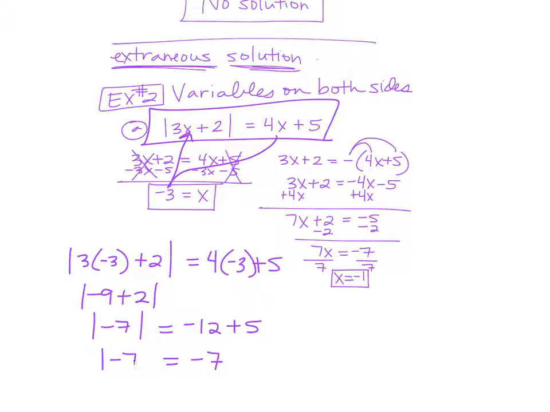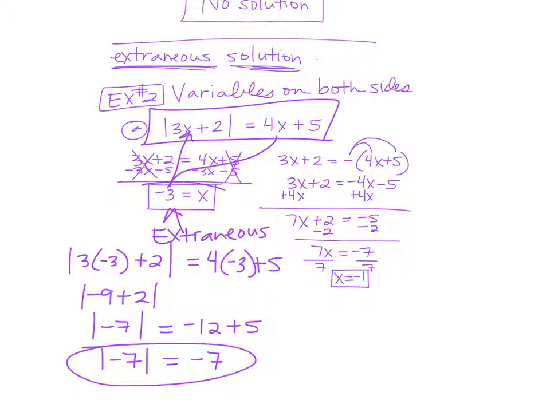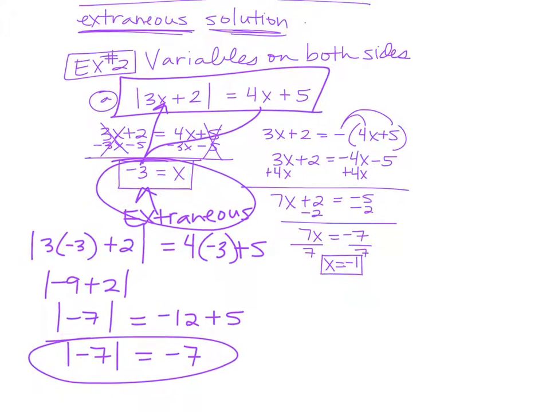Is the absolute value of negative 7 negative 7? No. Okay? This is not true. So that is an extraneous solution. Right? That one doesn't work. Negative 3 doesn't work. Check if negative 1 does.